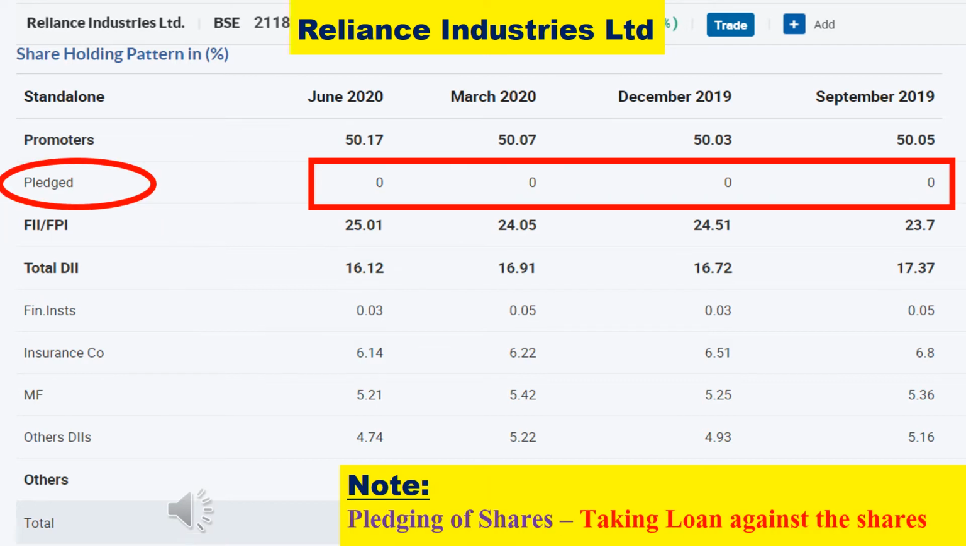In the shareholding pattern, a very important thing we have to check is whether the company has pledged any shares or not. What is the meaning of pledging of shares? We will see now.